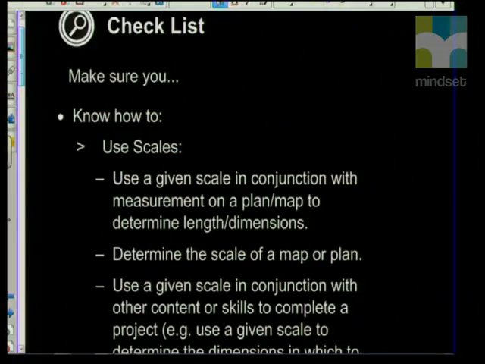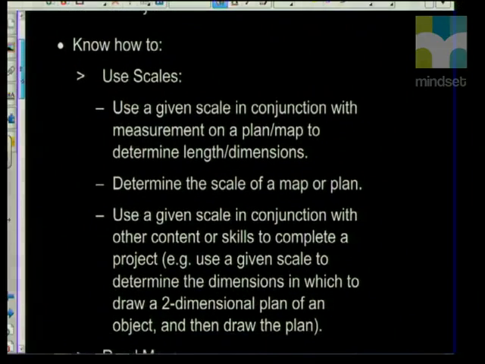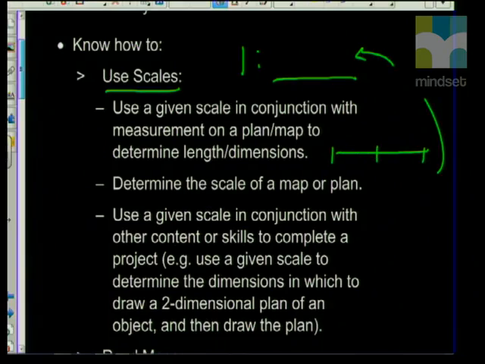This is the checklist of things that you need to be able to do before your exams start. So first of all, I would suggest that you know how to use scales. Scales are those things that look like 1:something on the side of the maps, or sometimes they give you a line with measurements on it and then you need to measure it and make up your own version of this. So you need to be able to do that.